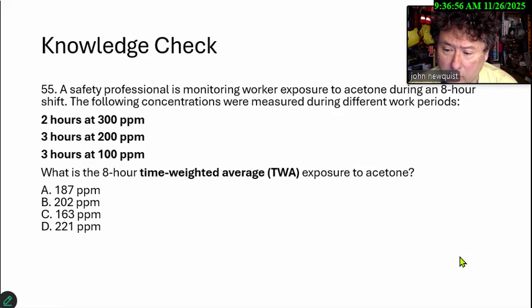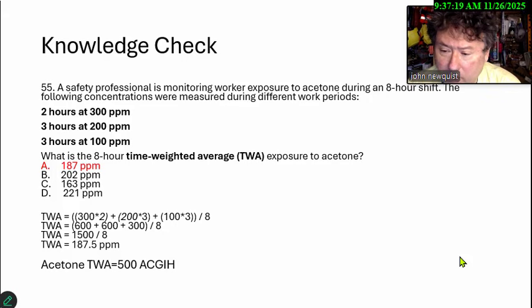187, 202, 163, 221. Again, the answers won't be within like 1 ppm of it. It'll be far away. And you kind of look at it as like, okay, it's going to be around 200, but because there's 2 hours at 300 versus 3 hours at 100, how does it average out? So let's do the math.